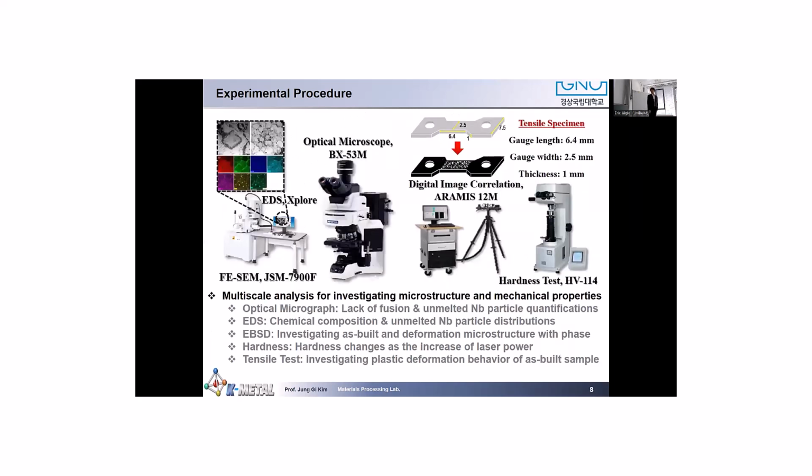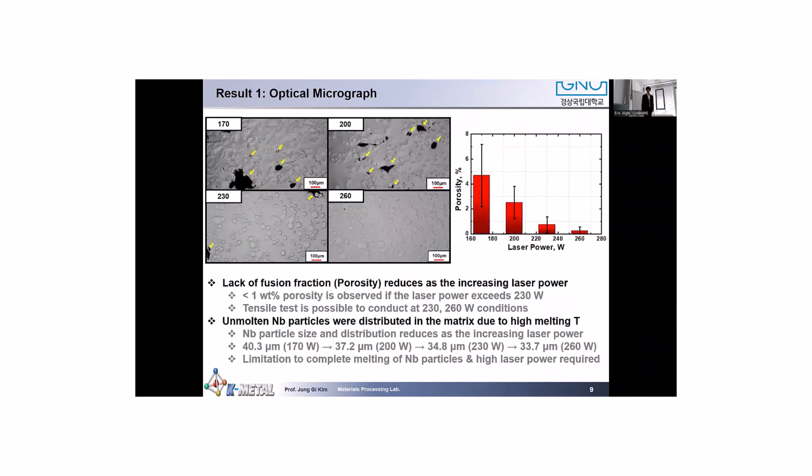And after that, to correlate and check the microstructure evolution and mechanical properties, we conducted optical micrography to check the lack of fusions and unmelted particle distributions. And EDS and EBSD analysis were conducted to check the chemical heterogeneity and microstructure changes. And to correlate with these results, we performed both hardness and tensile tests. So now I will show some experimental results.